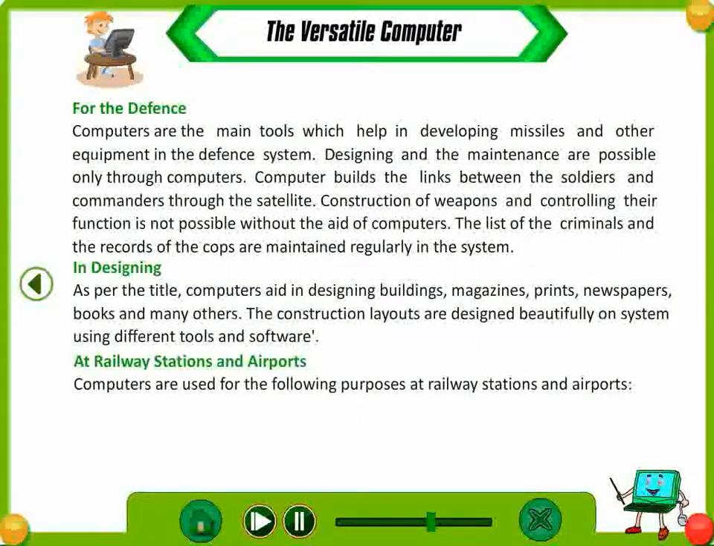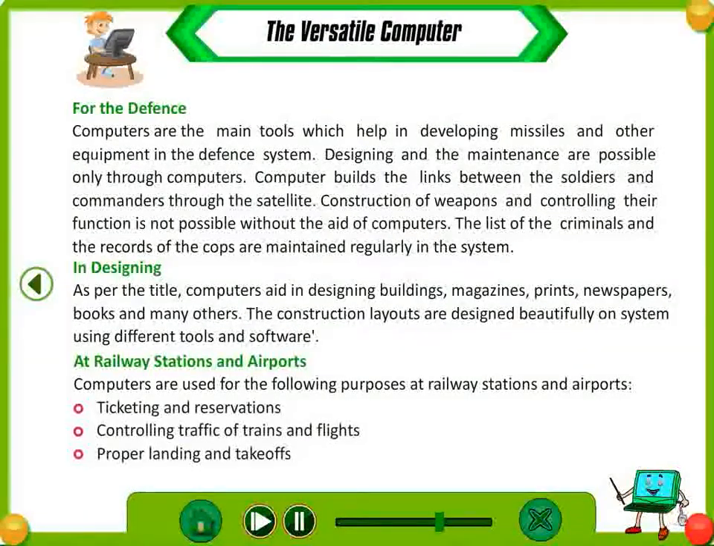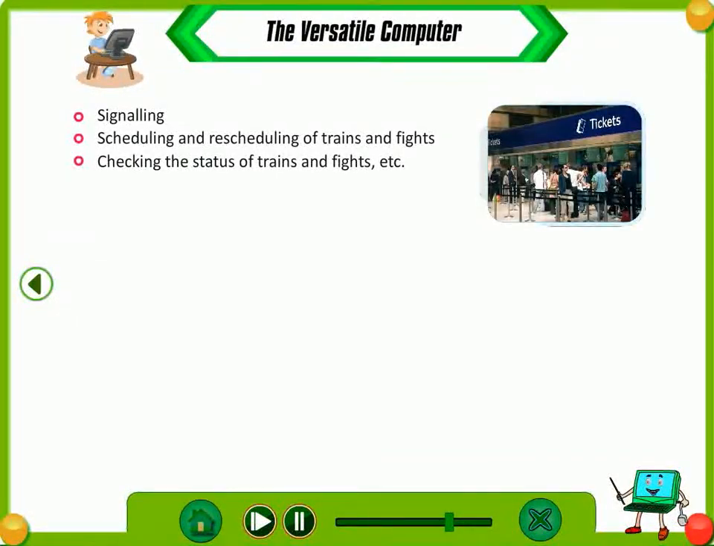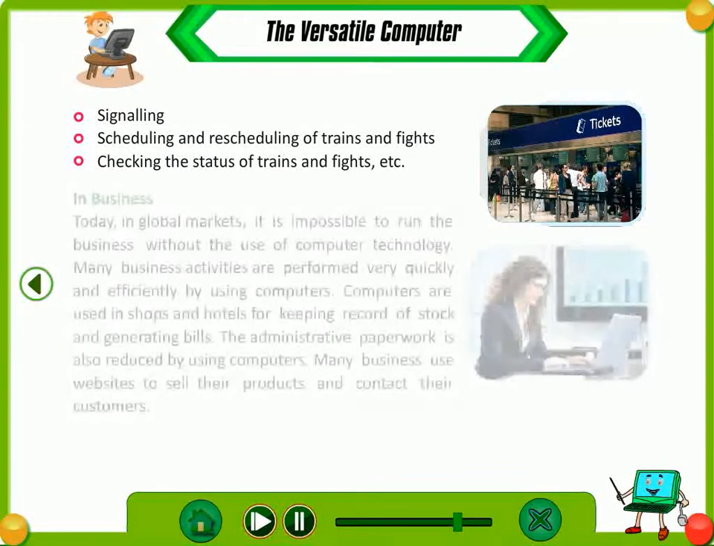At railway stations and airports, computers are used for the following purposes: ticketing and reservations, controlling traffic of trains and flights, proper landing and takeoffs, signaling, scheduling and rescheduling of trains and flights, checking the status of trains and flights, etc.